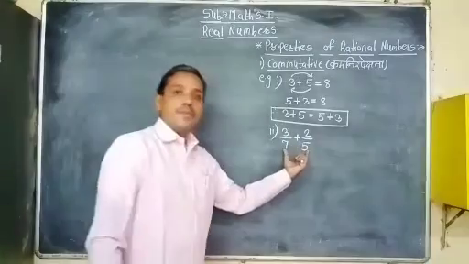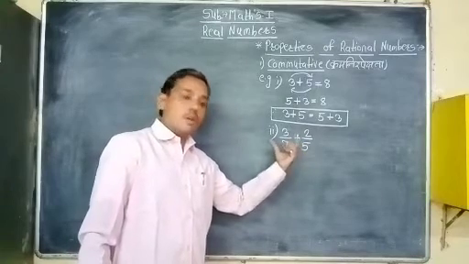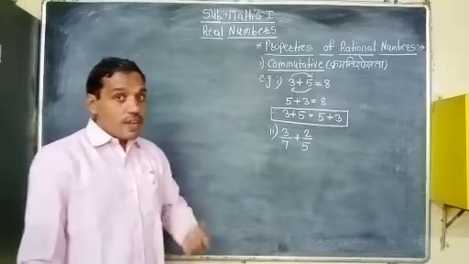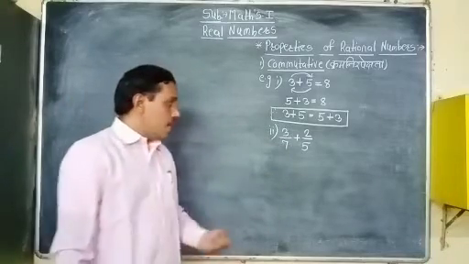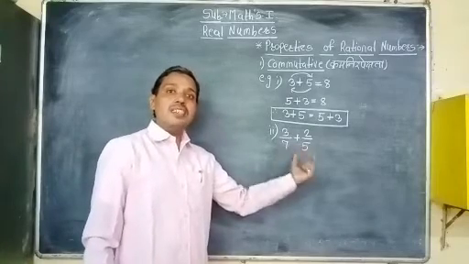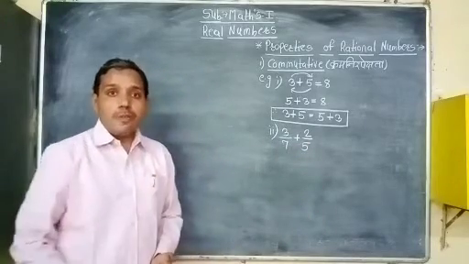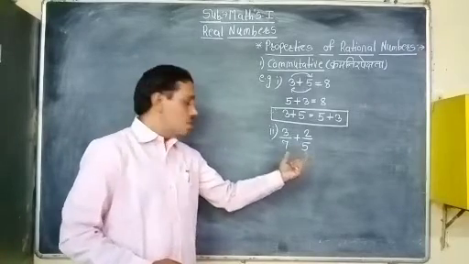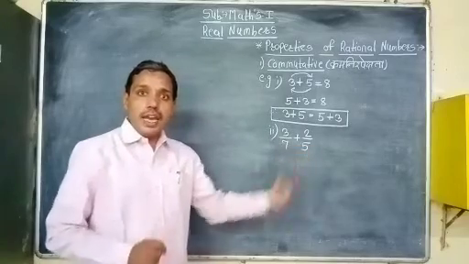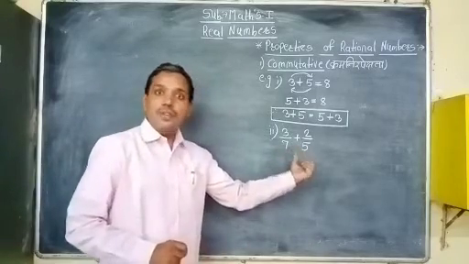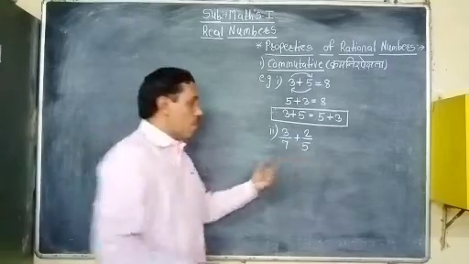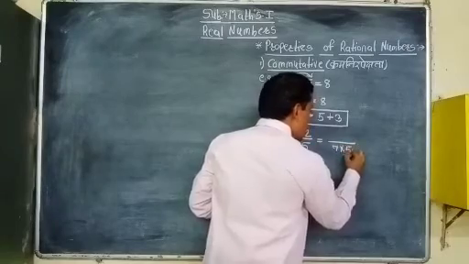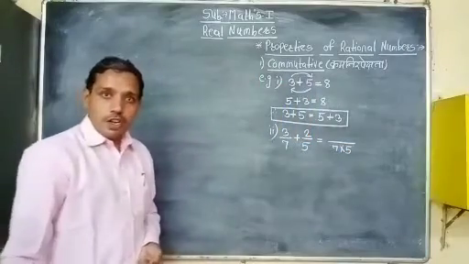We see that the denominators, or bases, of these rational numbers are not the same. So how can we add them? Yes, we first make the bases the same, and the method is by taking the LCM of both numbers. So what is the LCM of 7 and 5? We take the product of both numbers, which is 7 into 5.